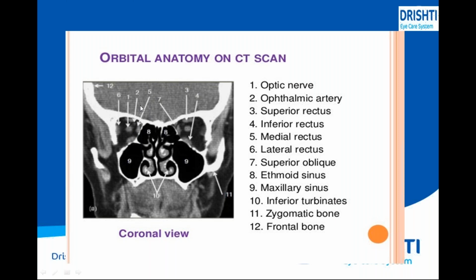Three is the superior rectus. So these four are the rectus muscles, and the central portion is the optic nerve. Superior, inferior, medial, and lateral rectus: all four are the rectus muscles, and then the ethmoid and maxillary sinus.